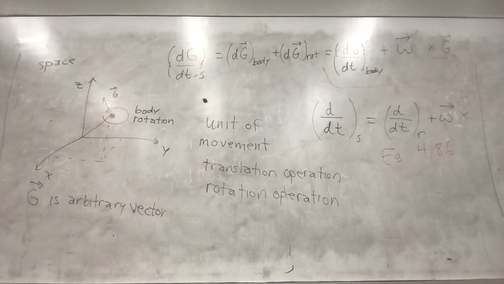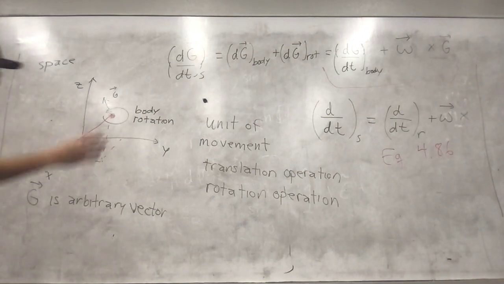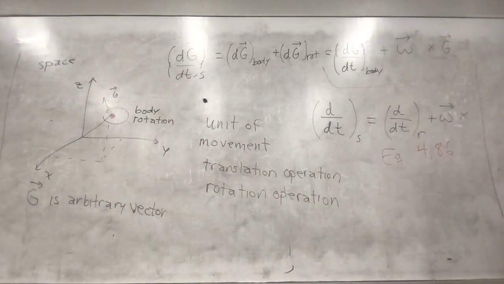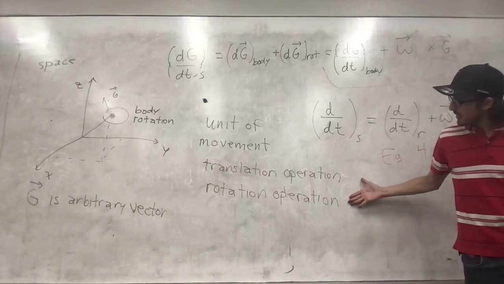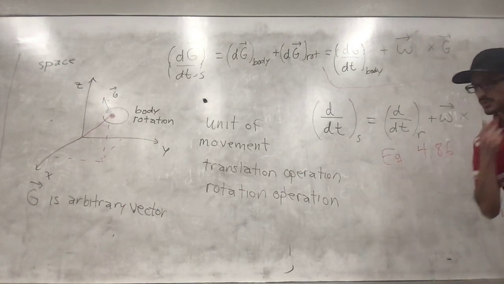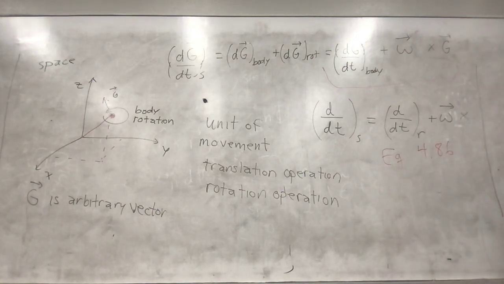There are definitely easier cases. For example, if I just move from here to here, then my rotation operation is just the identity matrix. So I didn't rotate, I just had translation. And the other way around is possible too. You don't have a translation, but you rotate. And it's actually the one that we're gonna look at.